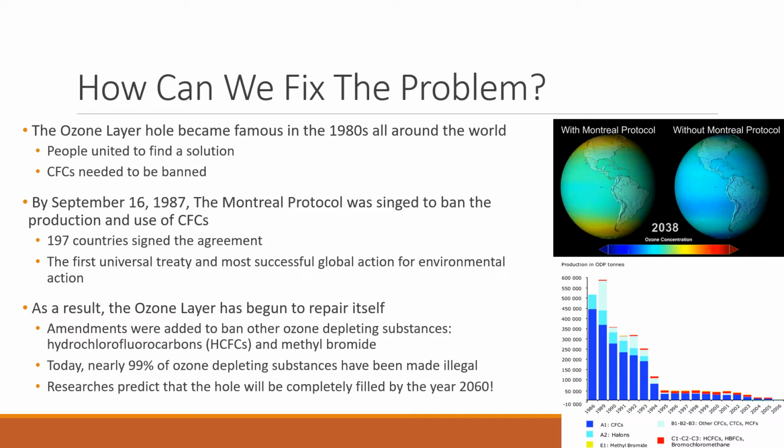Because of the Montreal Protocol, the hole in the ozone layer has been able to slowly repair itself, and over the years there have been other ozone-depleting substances, such as hydrochlorofluorocarbons and methyl bromide, and these have been banned as well due to amendments added to the Montreal Protocol. Today, nearly 99% of all ozone-depleting substances have been made illegal through the Montreal Protocol and its amendments. With all the work that has been done to repair the ozone layer, scientists actually hypothesize that the hole in the ozone layer will be completely filled in by the year 2060.